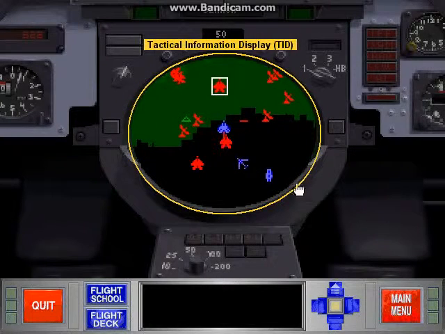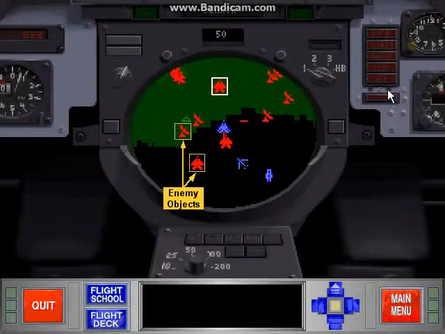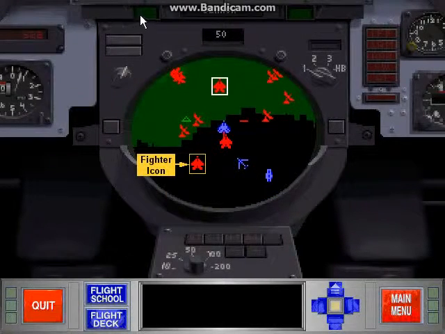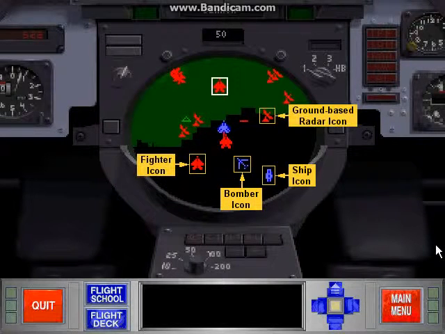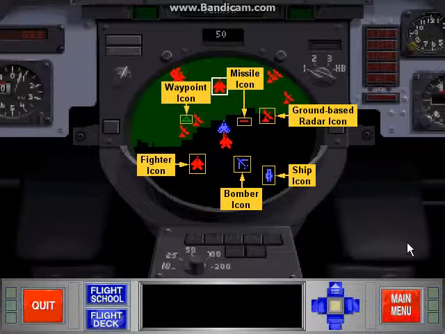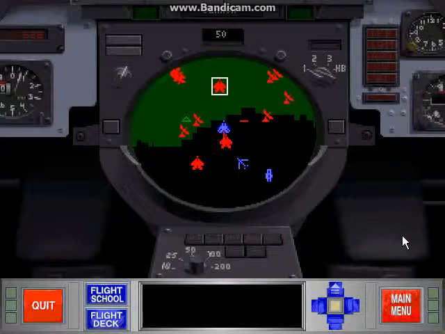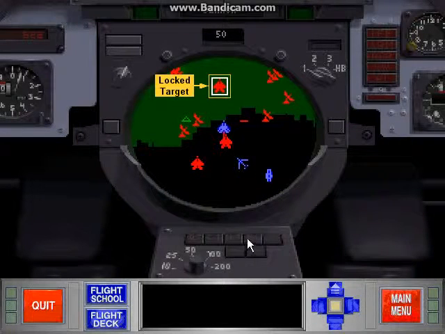The Tactical Information Display, or TID, shows you what is going on around your aircraft. Enemy and neutral objects appear as red icons, while friendly craft are blue. The TID displays icons representing fighters, bombers, ships, ground-based radars, missiles, and waypoints. A white square around an aircraft means that you have locked on to that target.